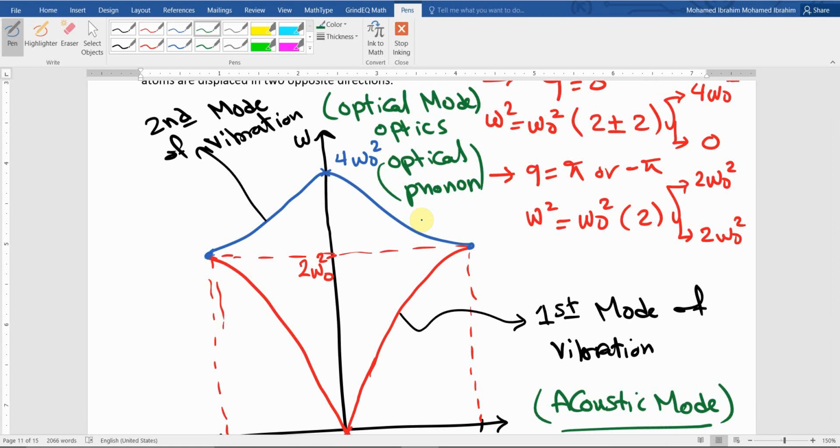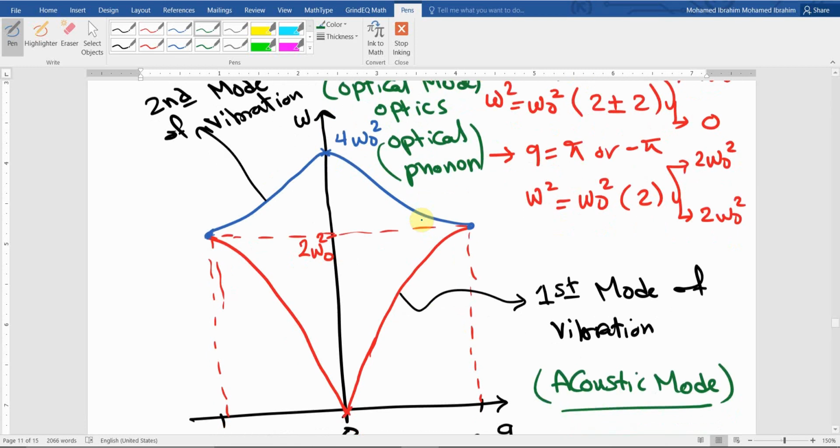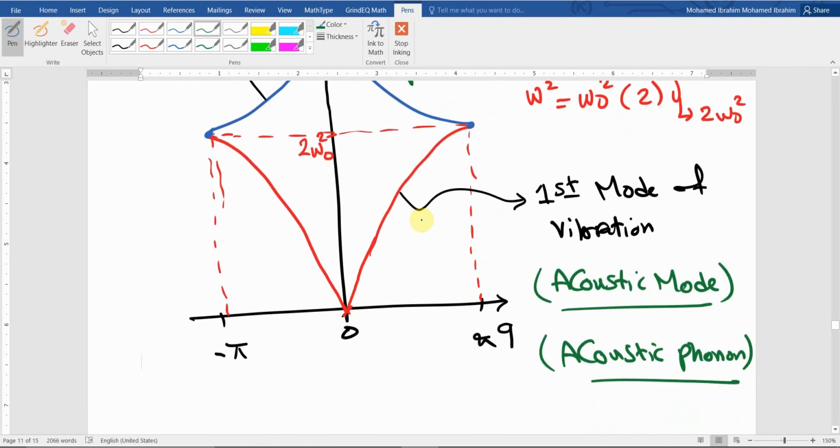For a single or monoatomic lattice, we would have only one curve because we have only one mode, which is the acoustic mode, the acoustic phonon. So the acoustic phonon is mechanical vibration. It is light vibration.